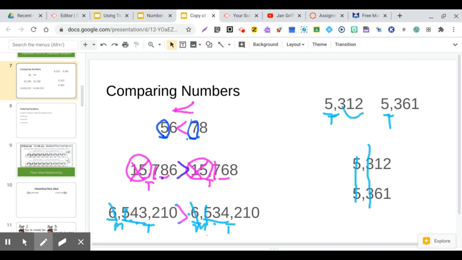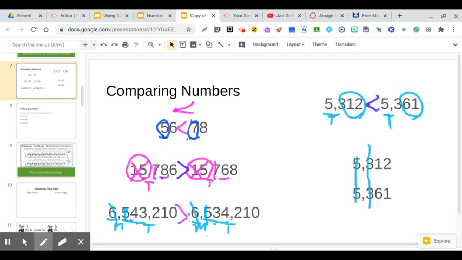Well, 12 and 61. 12 is less than 61. So again, if you're using your little dot method, 12 is smaller, so 1 dot and 2 dots there. So less than, or you could just draw the less than symbol if that's what you're comfortable with, okay?